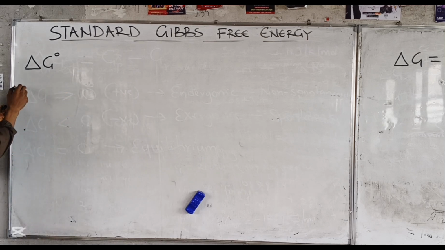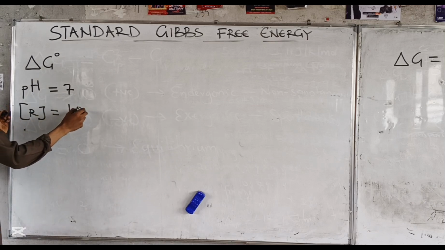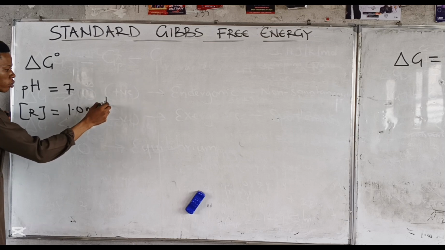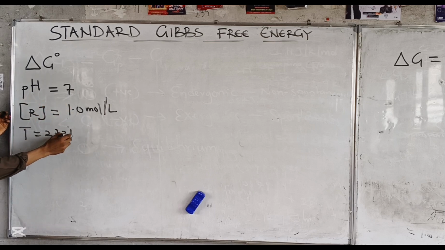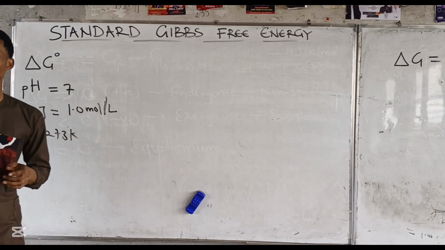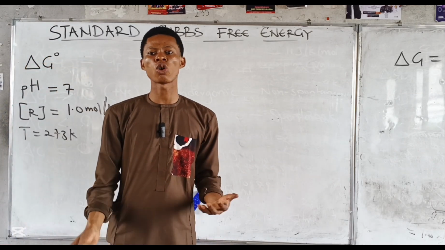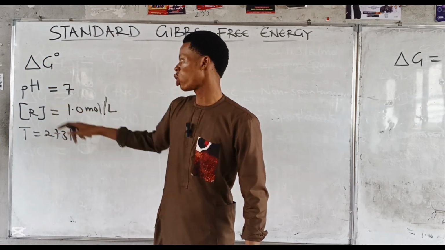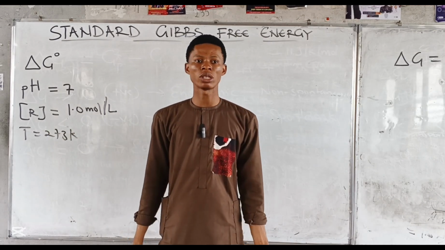Standard state is defined as when the reaction is taking place at a pH of 7, and all the reactants are at a concentration of 1.0 mole per liter, right? If all the reactants are present at 1.0 mole per liter, pH of 7 and temperature of 273 Kelvin, then we say the reaction is occurring in a standard state. But most times in nature, reactions are not always occurring in standard states. pH is not always 7. The reactants are not always at 1 mole per liter. Temperature is not always 273 Kelvin.